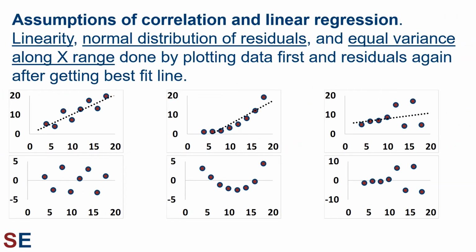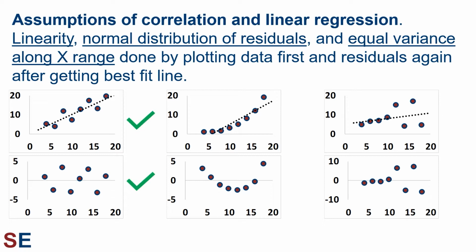As mentioned before, we generally check the assumptions about the pattern of data points visually. In these 3 pairs of plots, the data is shown in the upper plot, and the residuals, the differences between the data values and the ones predicted by the best fit line, are shown in the lower plots. In the left pair of figures, we can see that the data appears to be fairly linear, and the residuals cluster around 0 with no obvious pattern indicating a problem.